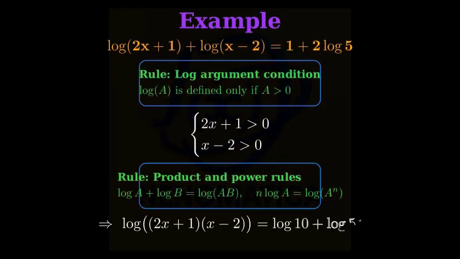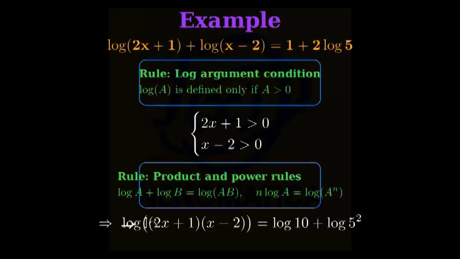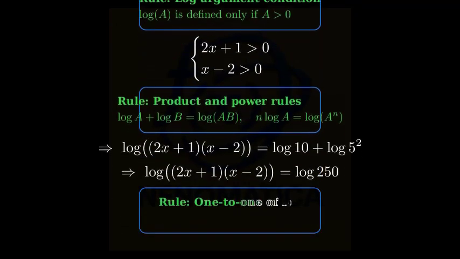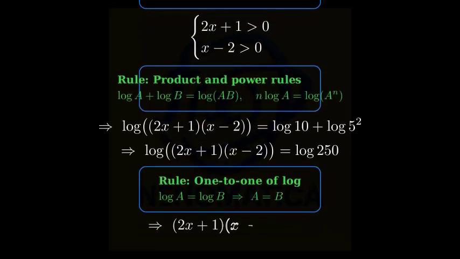Use the product rule on the left and rewrite 1 as log 10 and 2 log 5 as log 5 squared. Step 3. Combine the logs on the right. Log 10 plus log 5 squared equals log of 10 times 25, which is log 250. Step 4. Remove the logarithms using the one-to-one property. If log of a equals log of b, then a equals b.